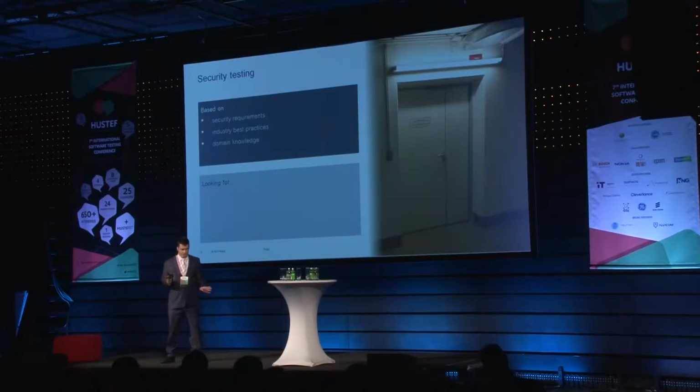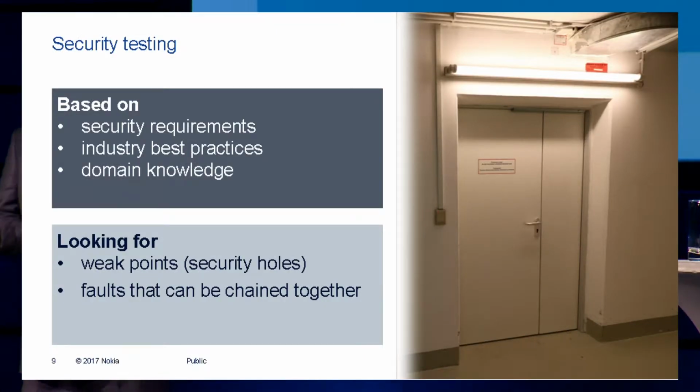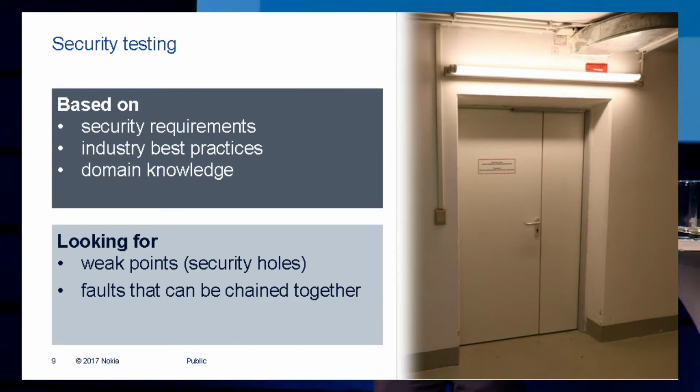And now we are not looking for a happy customer, because actually we are, but not in such a sense as we do for functional testing. But we are looking now for weak points, or better to say security holes. So is there anything on this door that is weak and can be compromised? We will check it in a minute. And the other thing that we are looking for as part of security testing are such faults that might be minor on their own, but when you chain them together, maybe execute them in a specific sequence or order, then they will cause a much bigger issue.